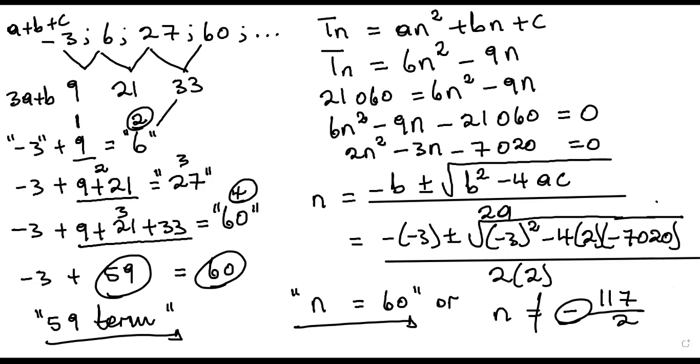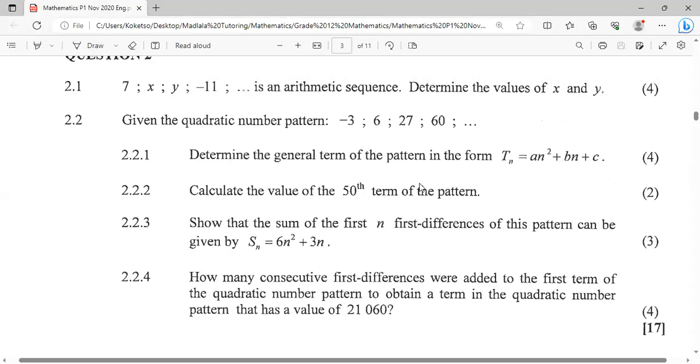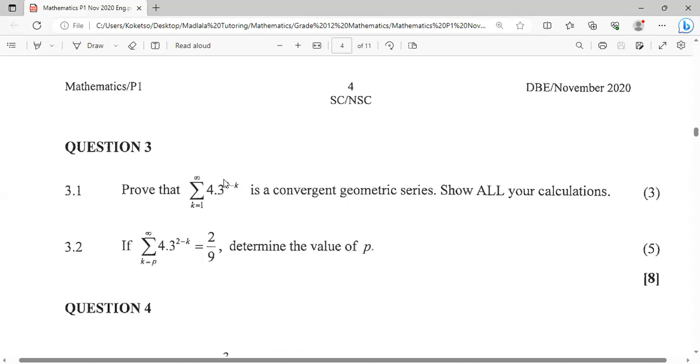So let's see question number 3. It's a very nice paper. I think that's why I got so, hey, no, let's not say that. Let's not say that. But let's look at question number 3.